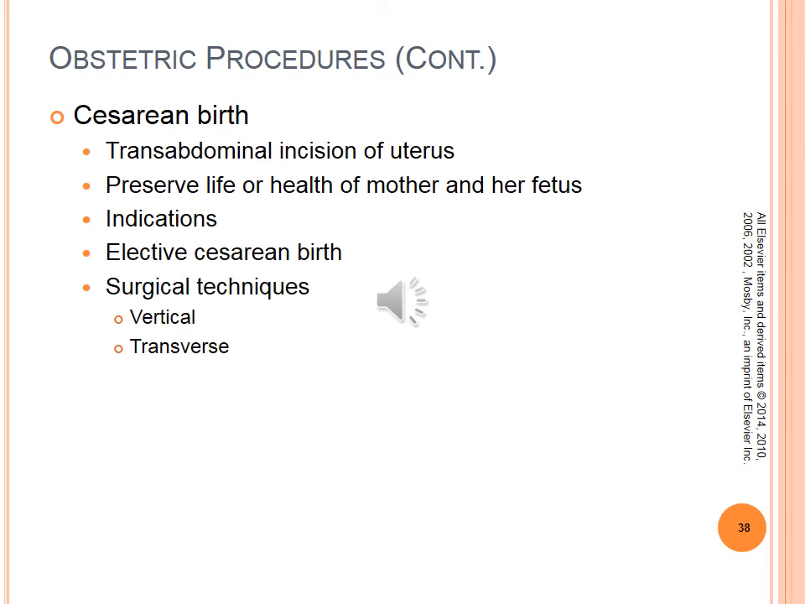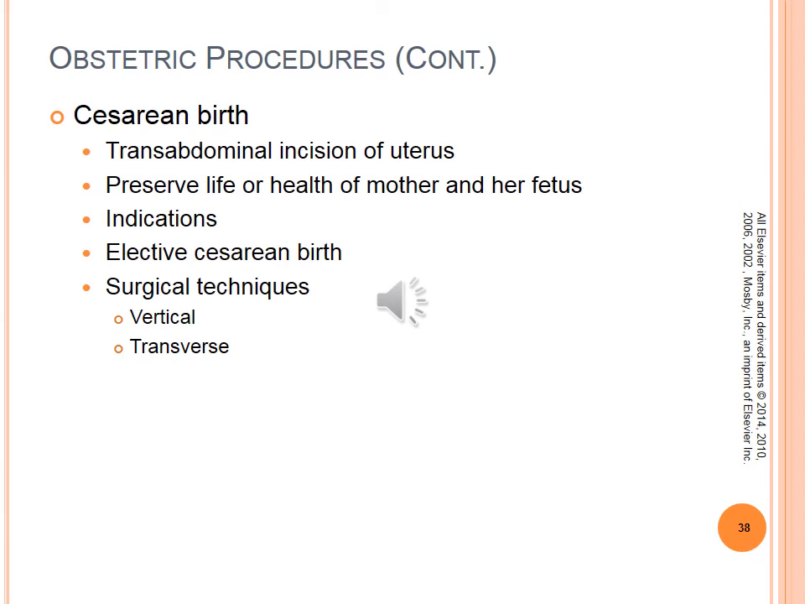Cesarean birth is a transabdominal incision of the uterus to preserve the life or health of the mother and her fetus. Indications include elective cesarean birth, and surgical techniques are vertical or transverse. If a cesarean birth is performed, the loss of the experience of giving birth to a child in the natural manner may have a negative effect on the mother. The focus should be placed on the birth of the baby and not the surgical procedure.